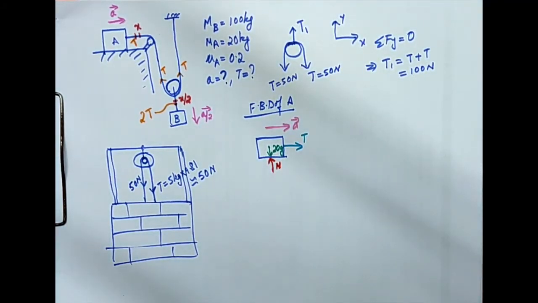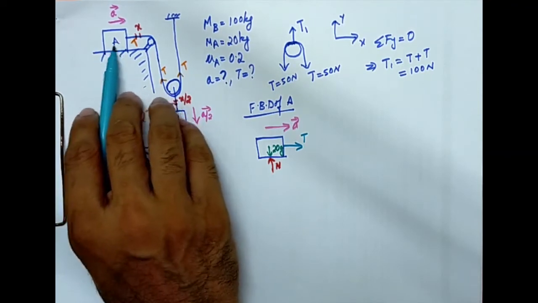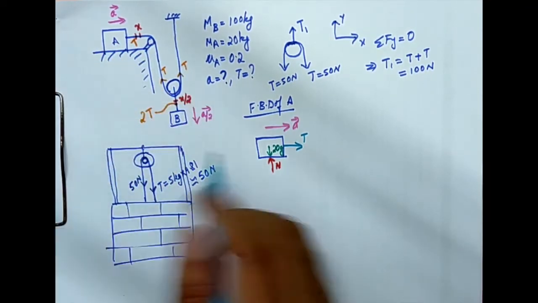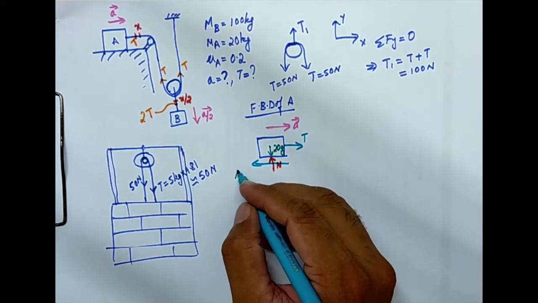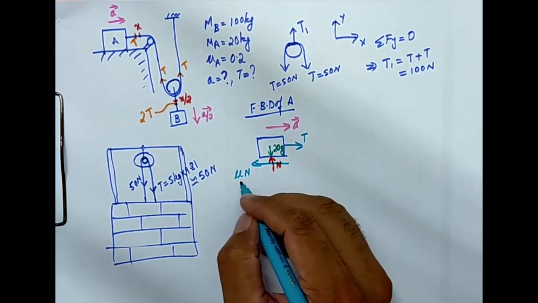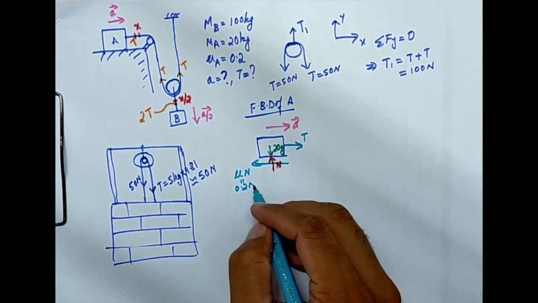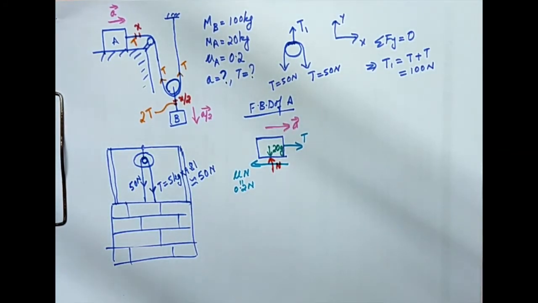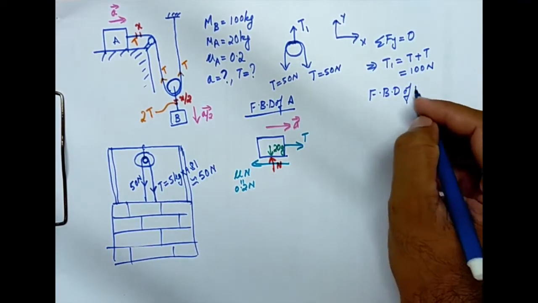Is there any other force? Yes, the frictional force, because these two surfaces are in contact and this block A is moving to the right, so the frictional force will be to the left, which is mu N. We have the value of mu as 0.2, so basically 0.2 times N. So this is the free body diagram of A. Similarly, we can have the free body diagram of B.